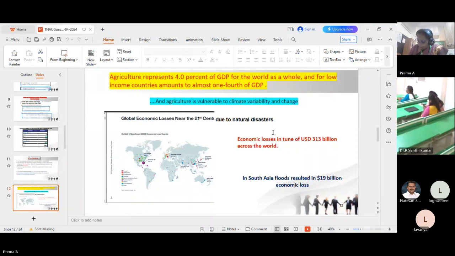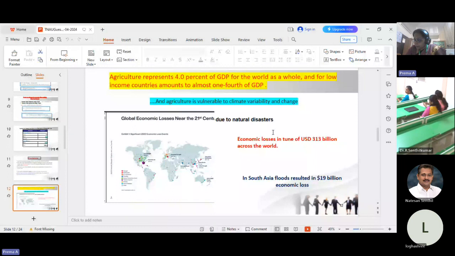And now the 28th COP summit that happened in Dubai has highlighted the need for having a robust reporting or assessment of the loss and damages due to disasters.